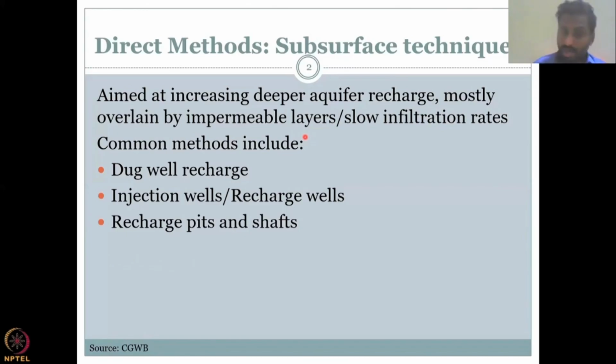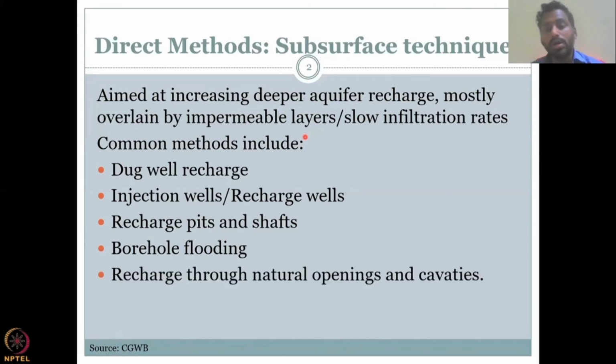Recharge pits and shafts. These are not wells, these are pits or shafts. A pit is a big piece of land which is evacuated, and then water is sent in, whereas a shaft is a small tube-like thing which goes in. We will have an explanation. Borehole flooding. You flood a well, so you just put more water into the well. Recharge through natural openings and cavities.